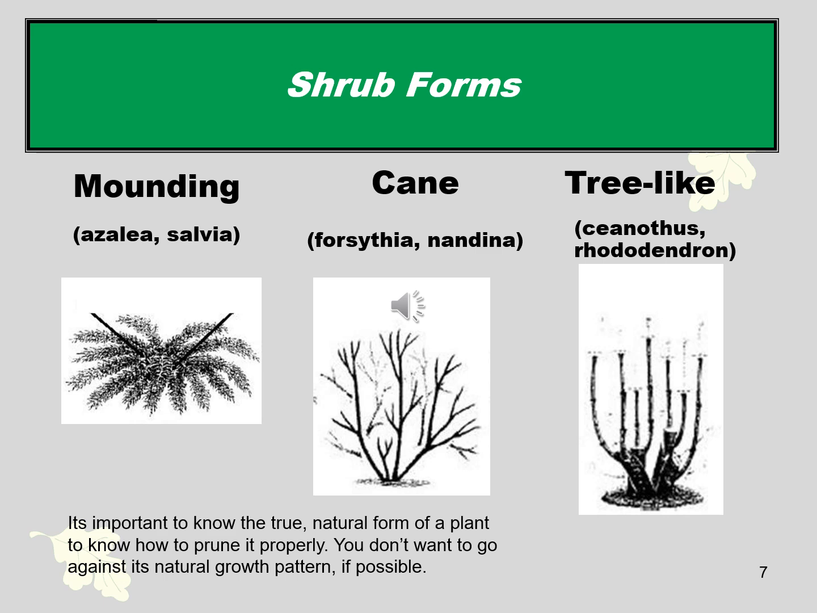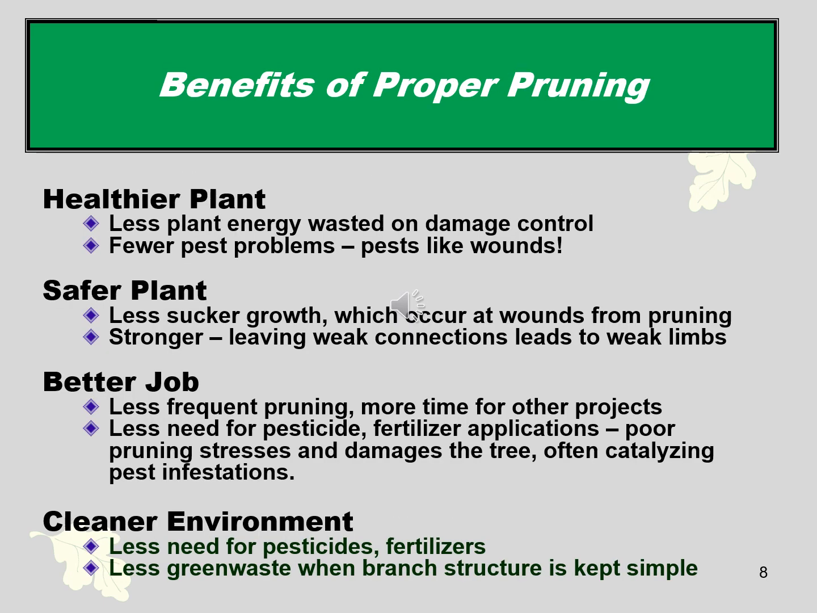Here are three natural forms of shrubs, and the point, with trees too, is just to know their natural shape. What kind of form do they naturally want to grow into? So you understand that when you're pruning them, you're not constantly trying to keep them in a different shape than they want to go to, which can cause repeated pruning and labor, and can also hurt the tree and compromise their health. Properly pruning trees and shrubs will create a healthier plant, a safer plant.